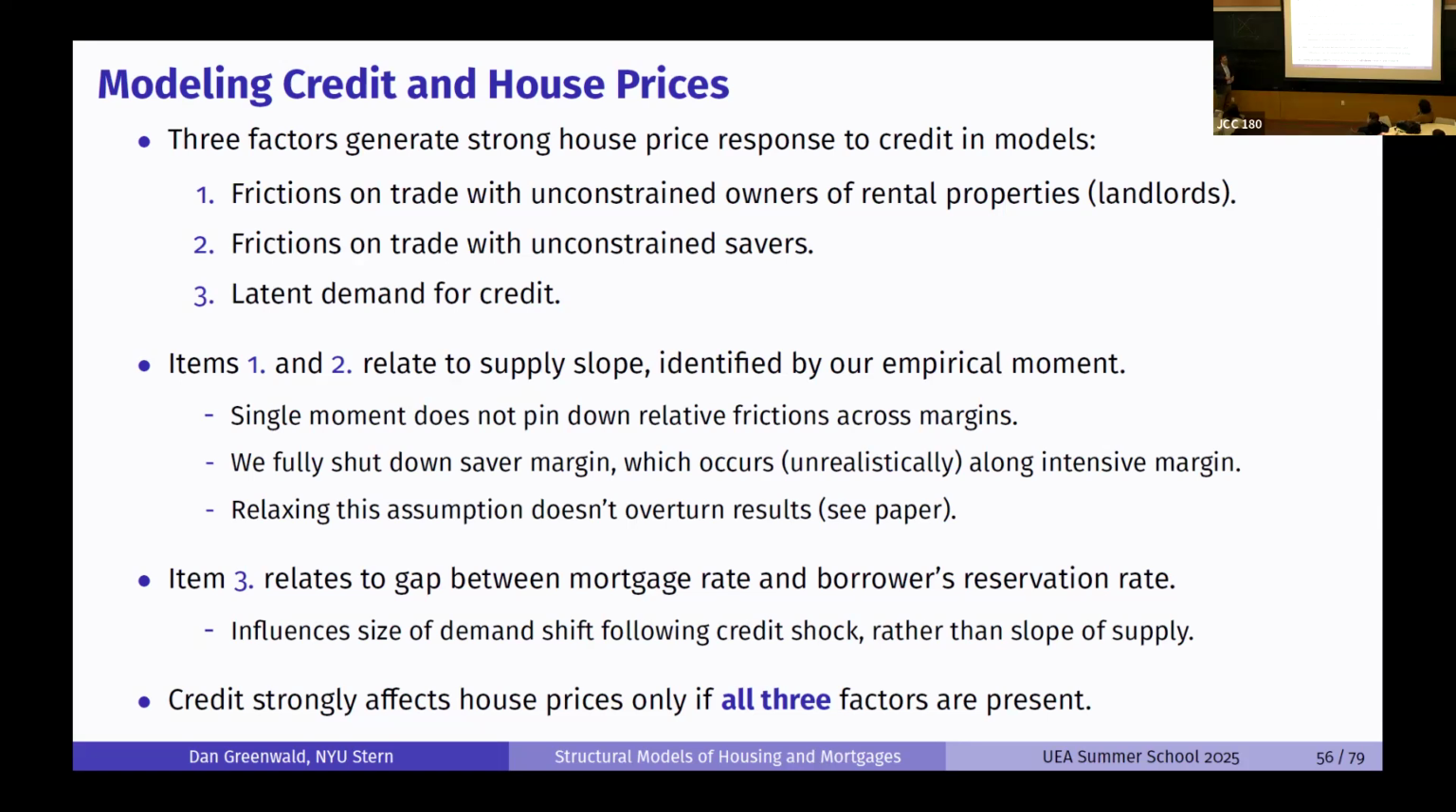But what we're going to do, like I said, is we're just going to shut down the saver margin. We're going to assume there's none of these trades where people are packing up the Las Vegas house and bringing them to Connecticut. We can relax this assumption and it doesn't completely overturn the results, but it's going to depend a bit on what you assume about the saver elasticity of demand. Now, item 3, like I said, is not about the slope. It's about how much demand is shifting following a change in credit standards. And this one is actually, I think, a little bit underappreciated.